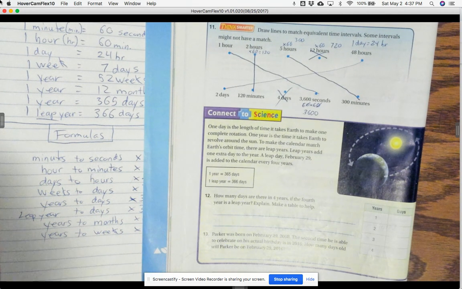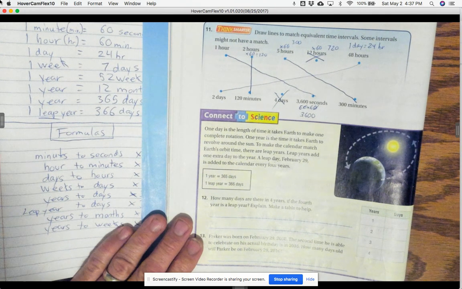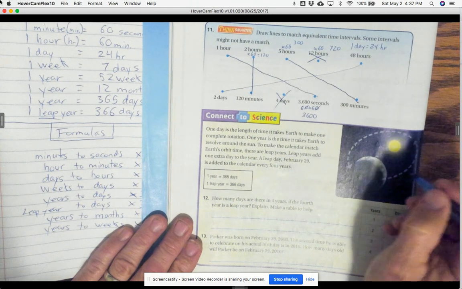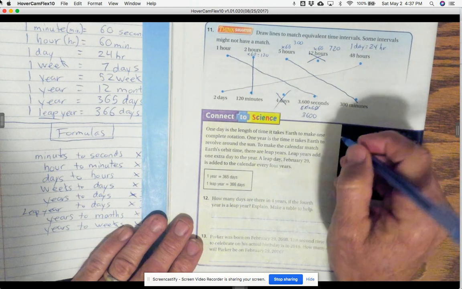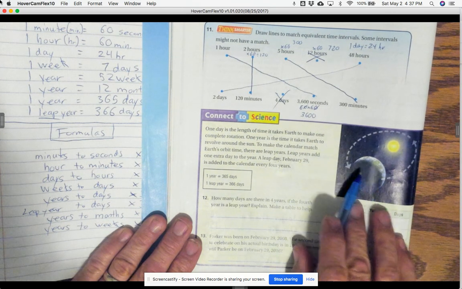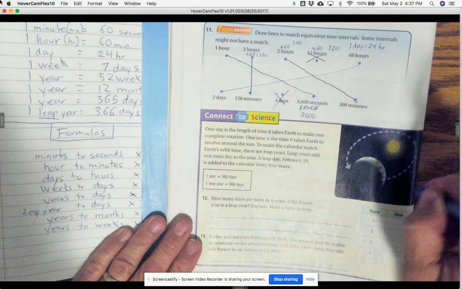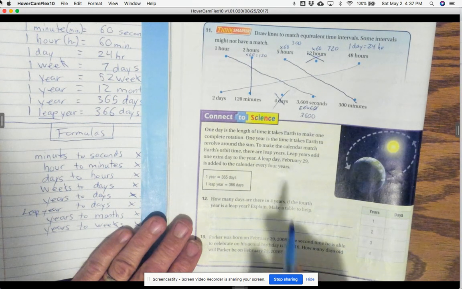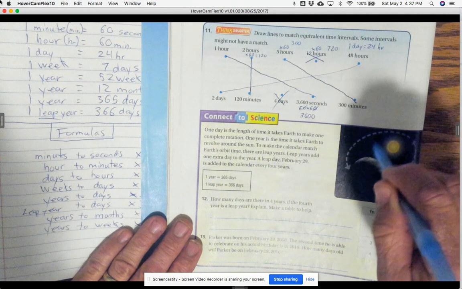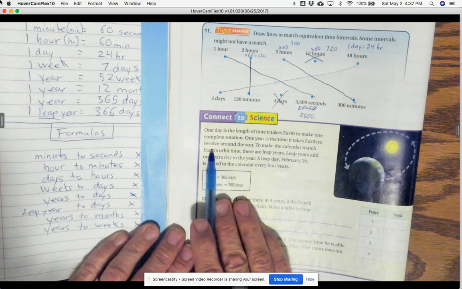And then we have connect to science. 1 day is the length of time it takes Earth to make one complete rotation. One rotation and spin. 1 year is the time it takes the Earth to revolve around the sun. So while it's going around every day, this is rotating as it goes around. 360 times it's rotating as it goes around the sun once. 1 year is the time it takes Earth to revolve around the sun.